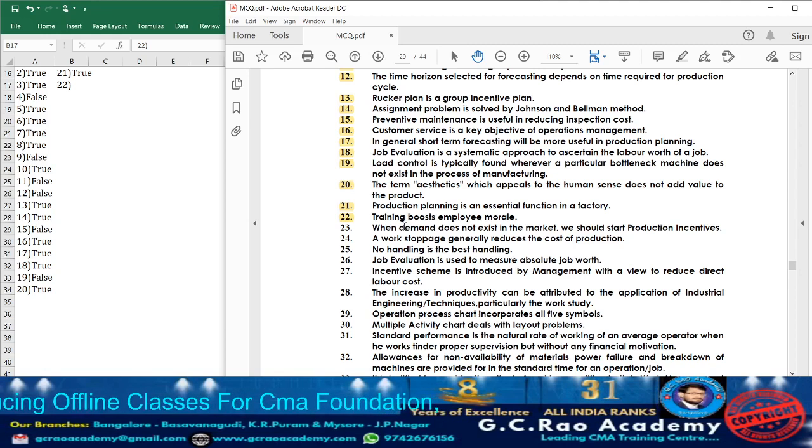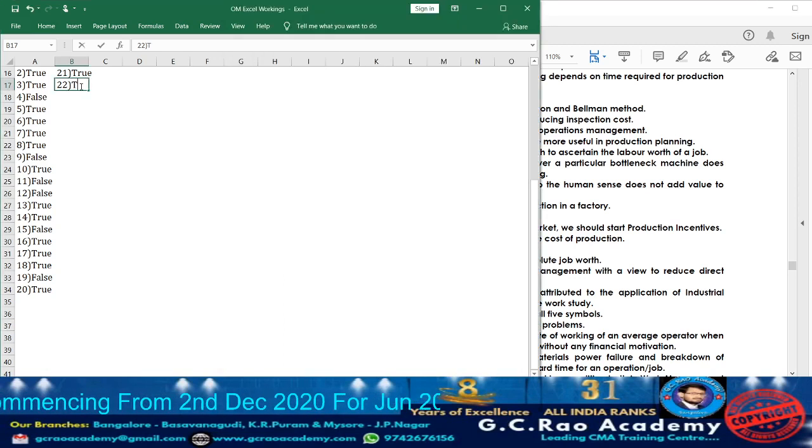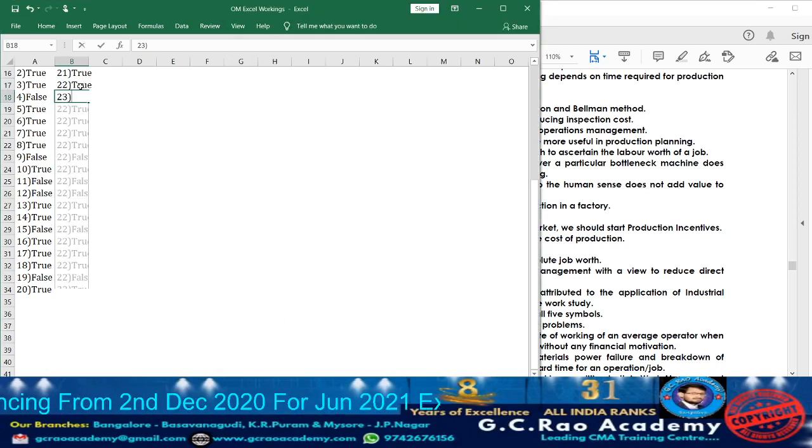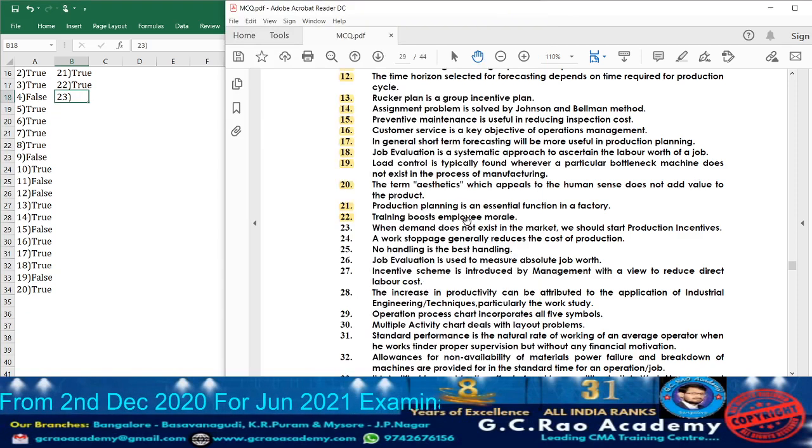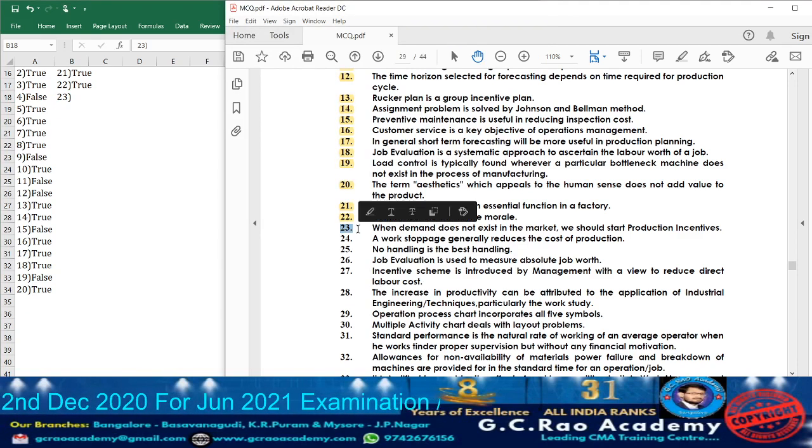What they are telling? Training boosts employee morale. Yes, when training is given, it is going to add some new skills to the worker. So accordingly it is going to boost employee morale. So statement 22 is true. Now moving on to statement 23.